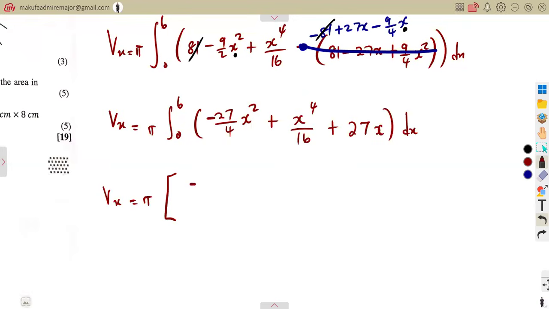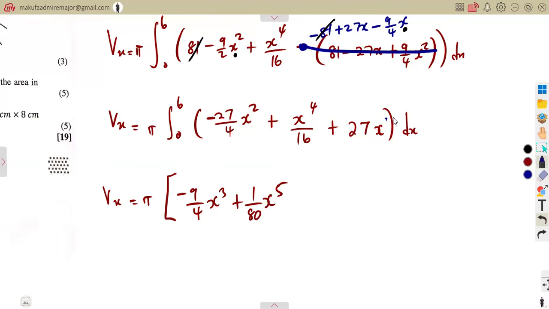So this one was going to give us what? Negative 27 over 4 times, remember you add 1, so it was going to be x cubed over 3. Multiply this, you were going to obtain negative 9 over 4 x cubed. Okay. You do the same thing here. Add 1, so it's x to the exponent of 5 over 16 times 5. And 16 times 5, that's 80. So it was going to be 1 over 80 x to the exponent of 5.